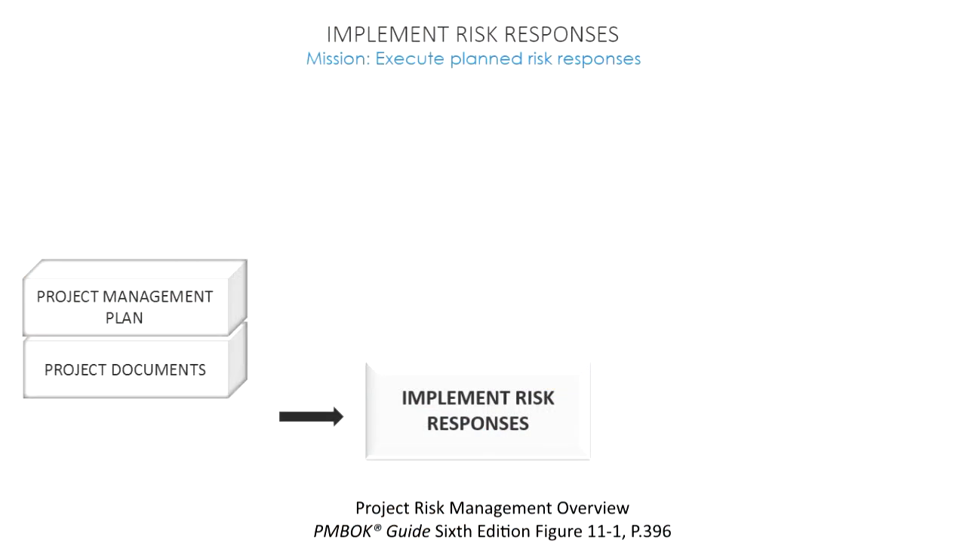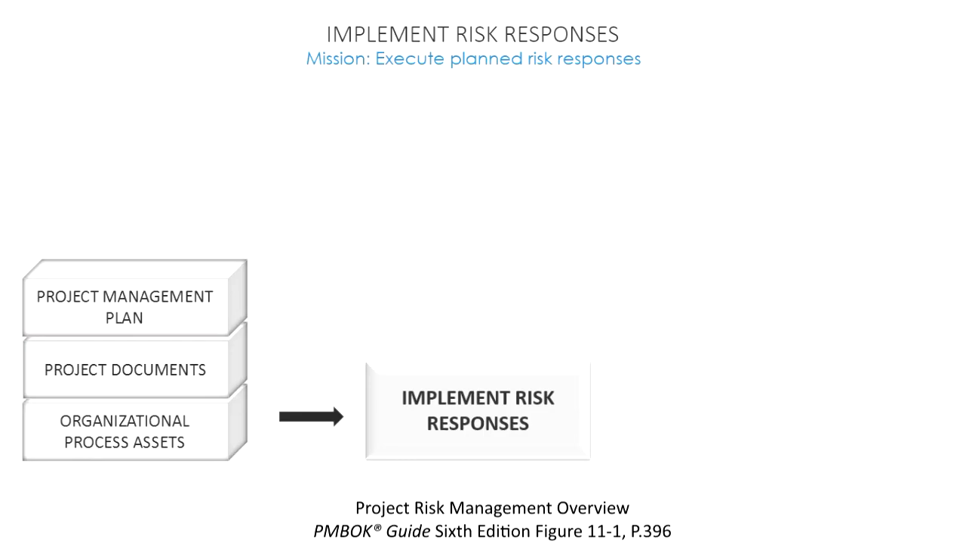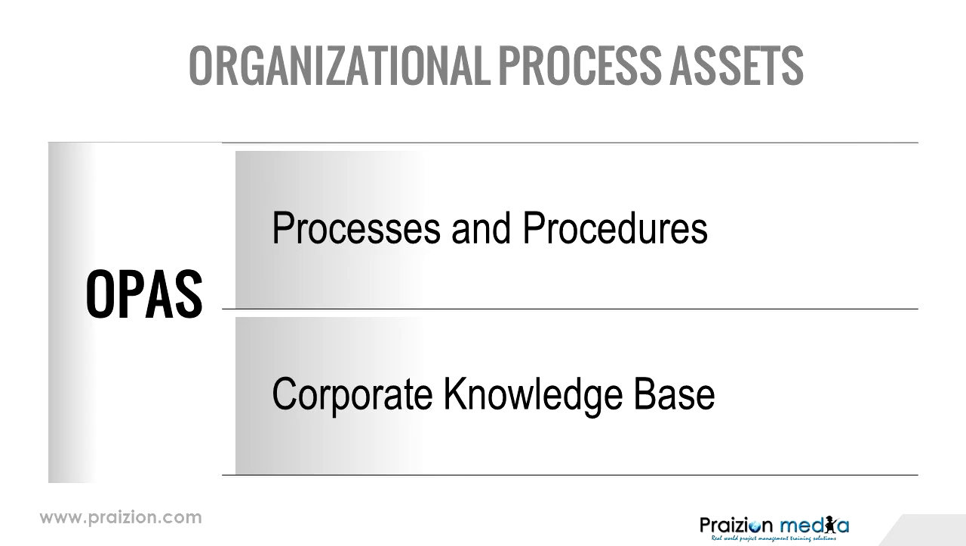Our next input is project documents. In project documents, we look at our lessons learned. Of course, our risk register is here because this contains the risks and the list of responses. We also could have a risk report as an input within project documents. We have OPAs, Organizational Process Assets, and this could be our lessons learned repository from a similar project that gives us an idea if we have effectively carried out responses on the risks.